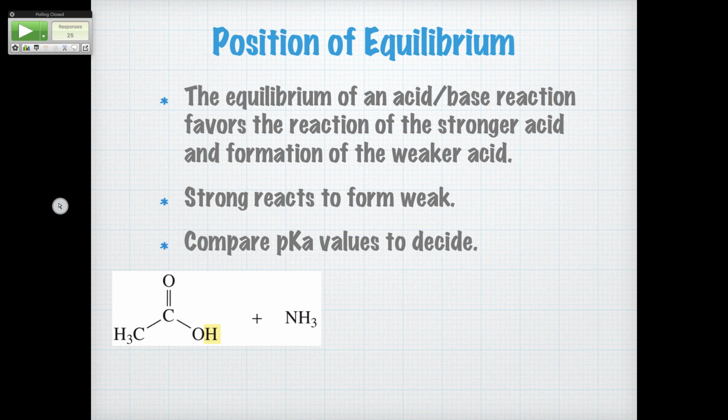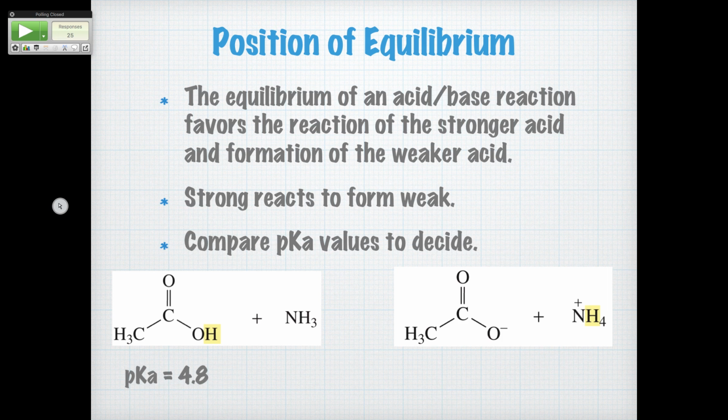Okay, so that's your acidic proton. So what is NH3 going to be then? Your proton acceptor. Okay, so what will you get for your products? NH4. Four, okay, and what happens to this? That minus the hydrogen. Okay, and then you need some charges, right? Now I didn't put the arrows in yet because we're going to try to figure out which side does the equilibrium lie on? The left side or the right side? Strong reacts to form weak.